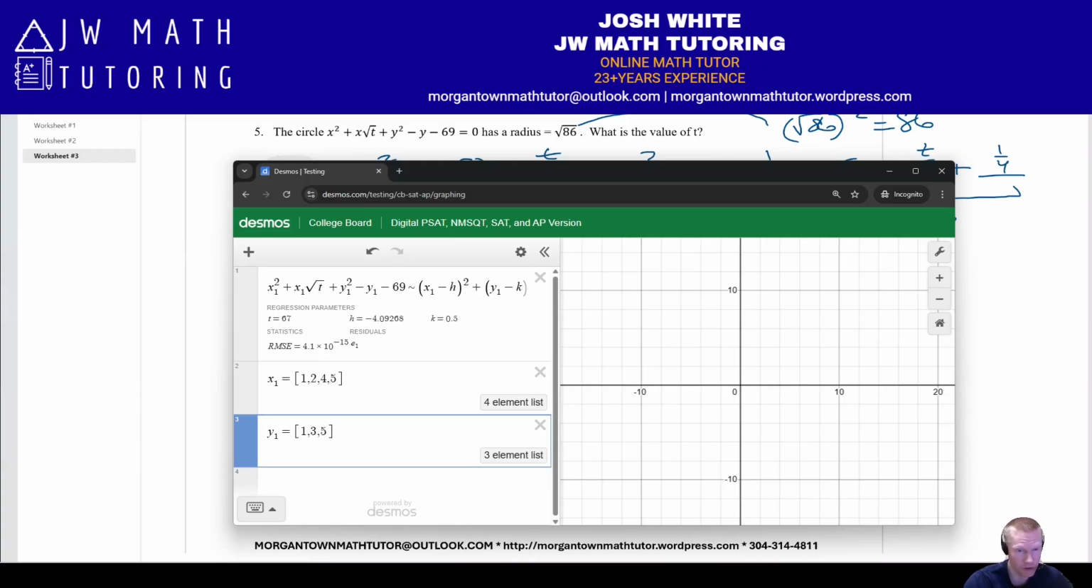The key with circles also is to choose some different values. Don't choose the exact same values for x1 and y1 because then it takes a lot more points, a lot more elements in the list. But here I chose 1, 2, 4, 5. Here, by choosing just 1, 3, and 5, 3 is not in the first list. That's what allows me to get it with only 4 elements in one and 3 elements in the other.